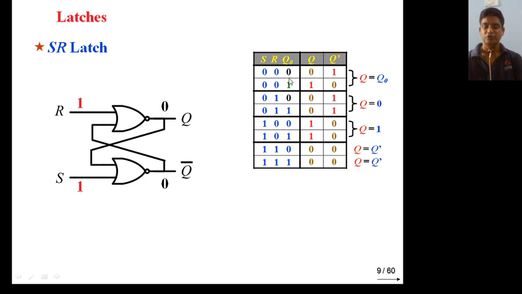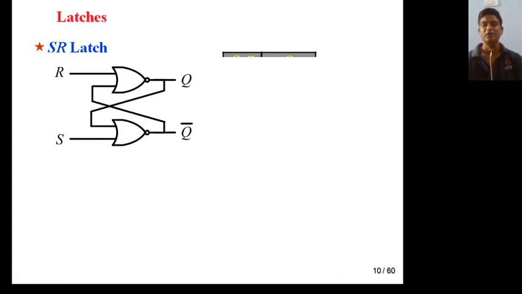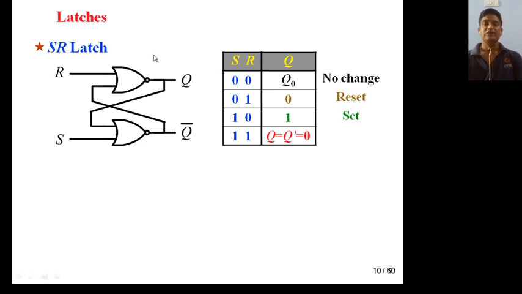This is called the characteristics table. Shortcut: if the value is 0 0, the output will be the same, so the next state will be the present state, q0. This is called no change, which means memory is retained.